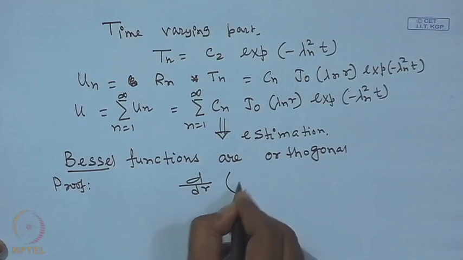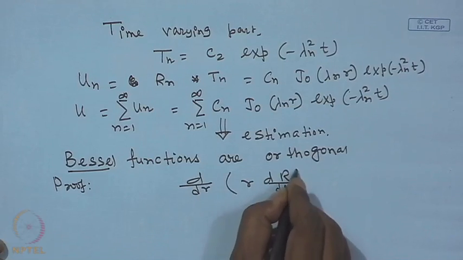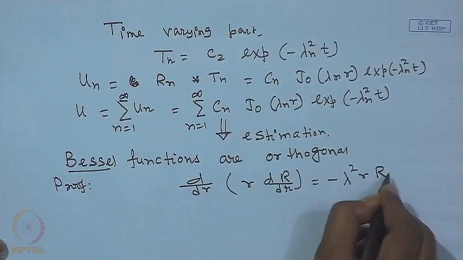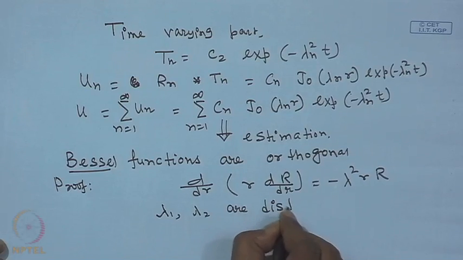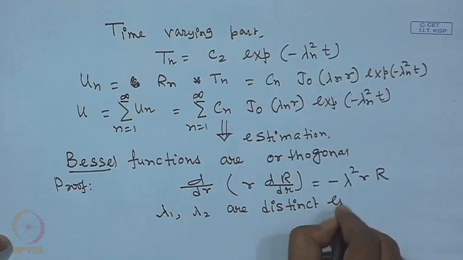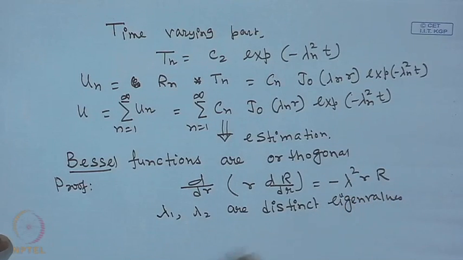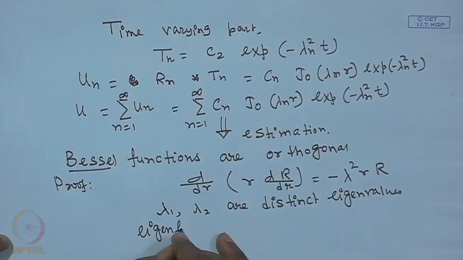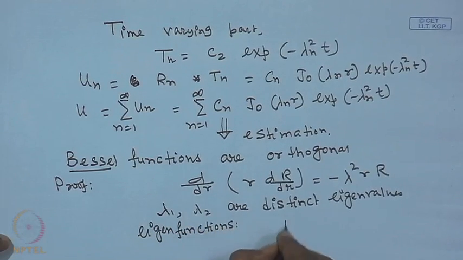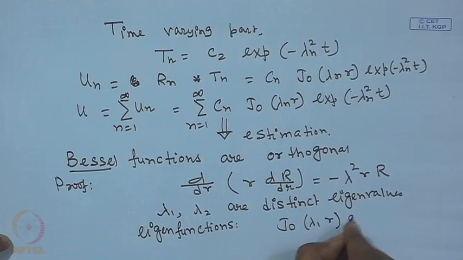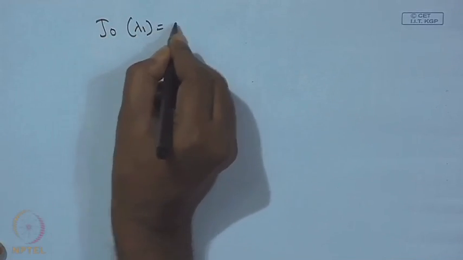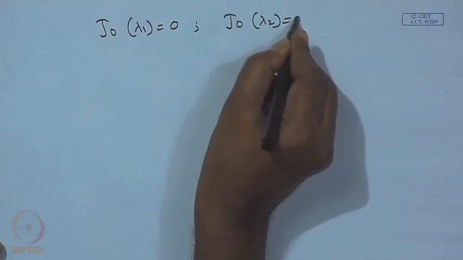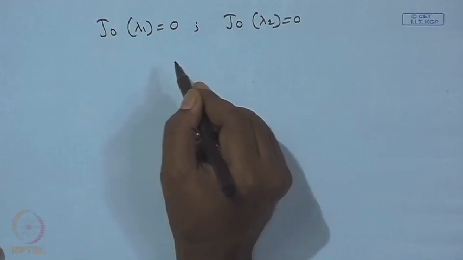If you write down the governing equation, r d dr of r dr is equal to minus lambda square r R. Now, let us consider lambda 1, lambda 2 are distinct eigenvalues and the corresponding eigenfunctions are J 0 lambda 1 r and J 0 lambda 2 r. So, now, lambda 1 and lambda 2 are eigenvalues. We have this equation J 0 lambda 1 is equal to 0 and J 0 lambda 2 is equal to 0. So, because they are eigenvalues, they must satisfy this equation completely.